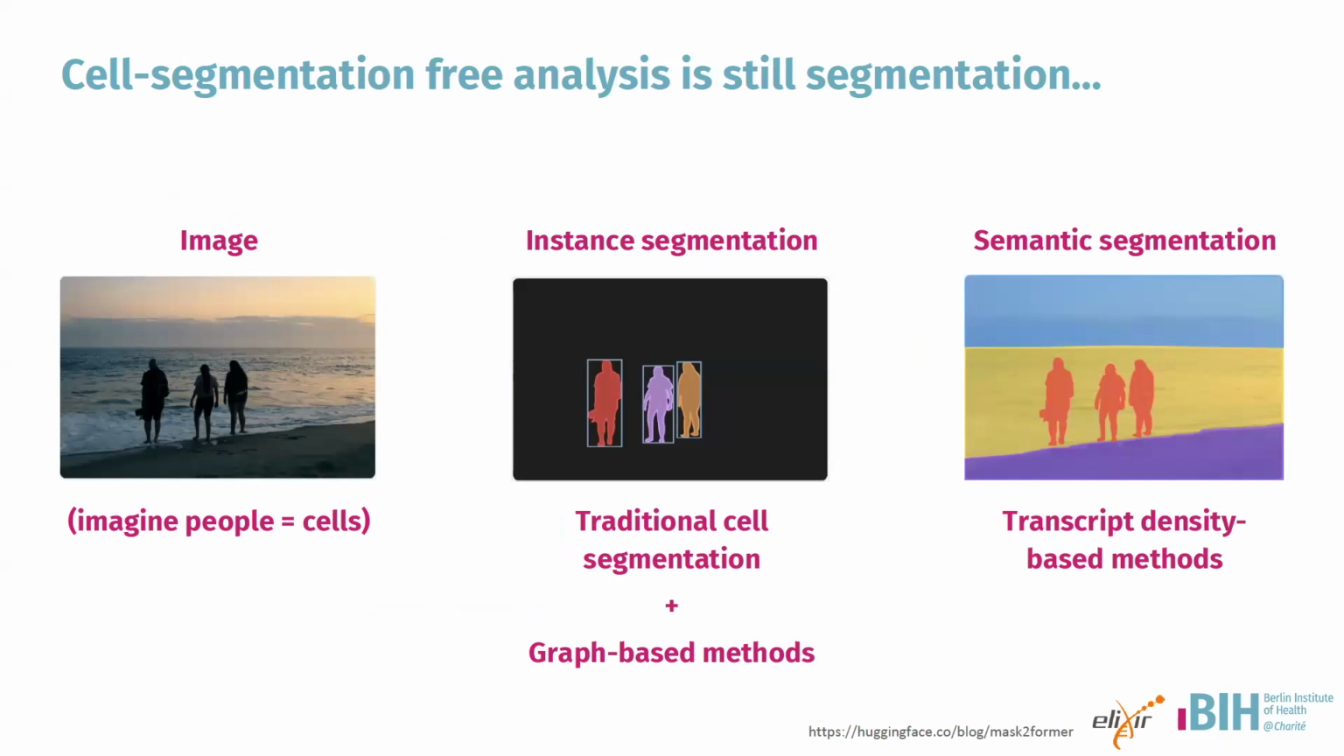So one important thing is cell segmentation-free methods are still segmentation methods, just a different type of segmentation. So if we consider these people in this image as cells, classical cell segmentation is a type of instance segmentation where you try and separate out those counts of individuals throughout your image. Whereas cell segmentation-free methods can fall into this area of instance segmentation if you have a graph-based model, or if you have a transcript density-based model, it's essentially semantic segmentation. So you try and see where there are people in your image, and you classify them. So if these people were touching, you wouldn't be able to tell that they were 2 people or 1, you would just know that they're people.